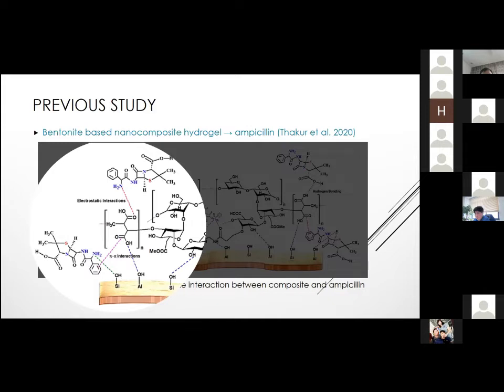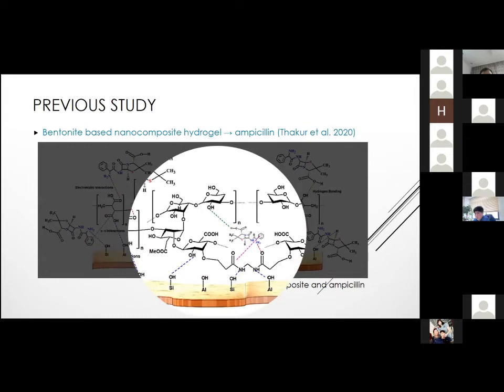So by adding the natural polymers, we can improve the amount of the drug to be loaded into the drug vehicles. And also we can prevent the burst effect in the beginning of the administration of the drug itself.